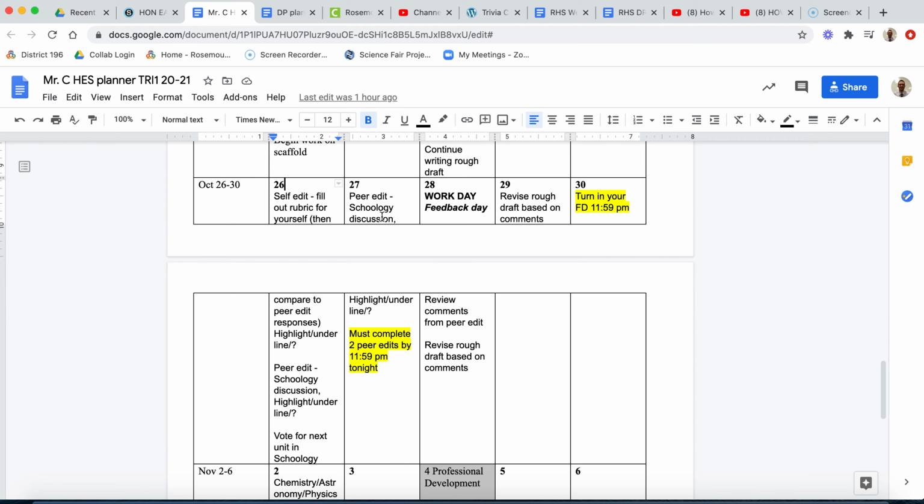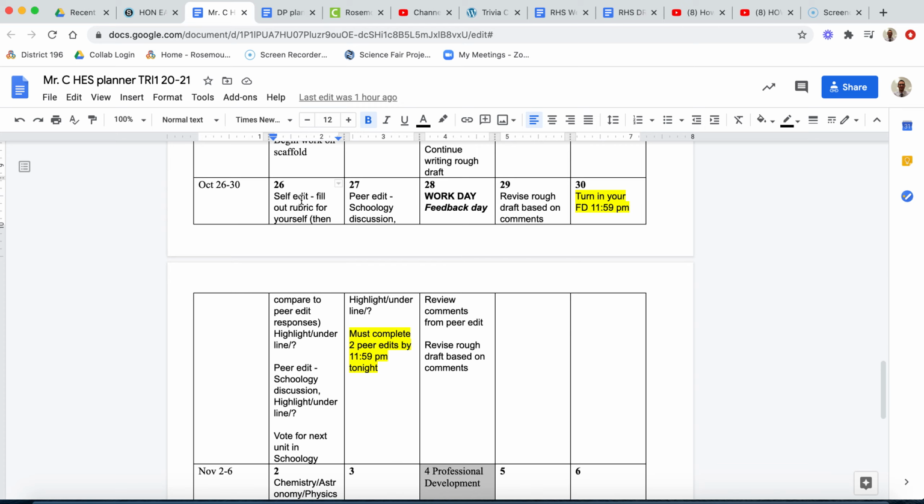and we're helping each other out. We're trying to be kind, we're trying to help each other. So everybody needs to be on top of this one. So rough draft goes into the Schoology discussion. I will show you where that discussion is in just a second.